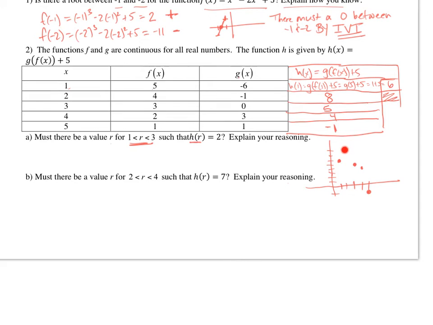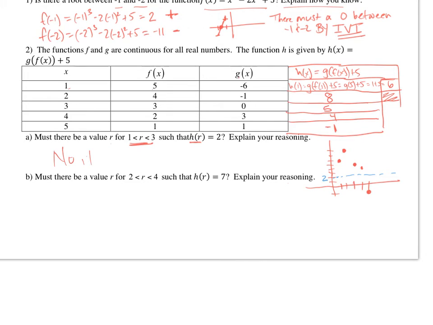So when I go from up there to there, do I ever get to a point where the h of r is 2? Look at where the 2 is. H of r being 2 is right here. This is at 2. Will I ever cross that? Do I ever have to cross that when I go from 1 to 3? No, I don't. So in this case, no.